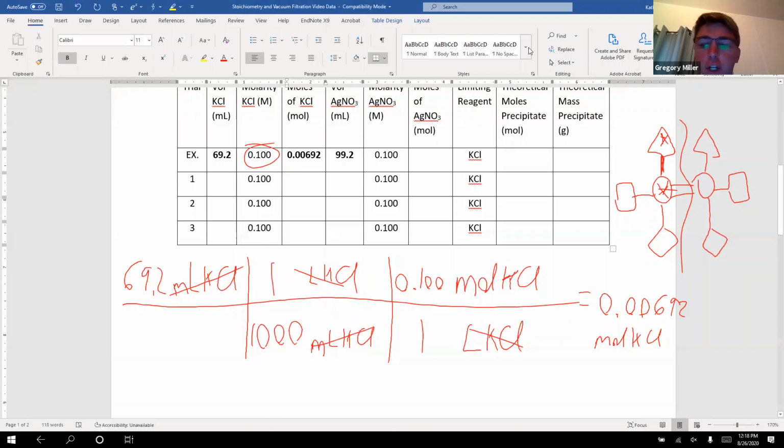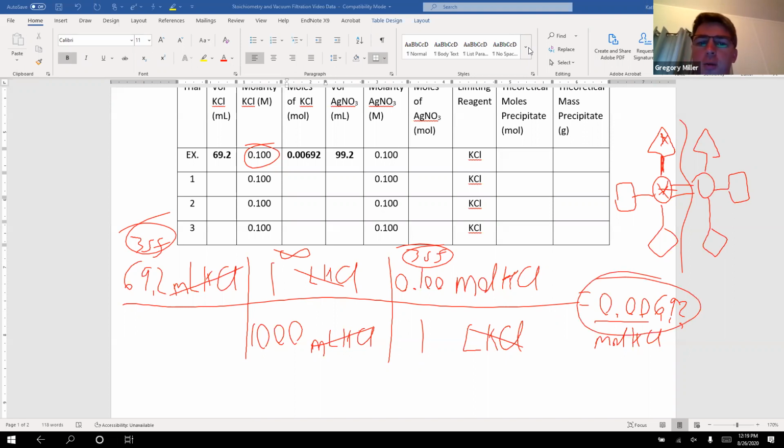We should check our significant figures. We're doing multiplication and division, so we care about the number of significant figures. This has 3. This is a metric conversion that we don't count. This also has 3, so our answer should have 3. These are leading zeros that don't count. 1, 2, 3 significant figures. So that number is fine. We don't need to round it at all. So that's how we get our moles of KCl.